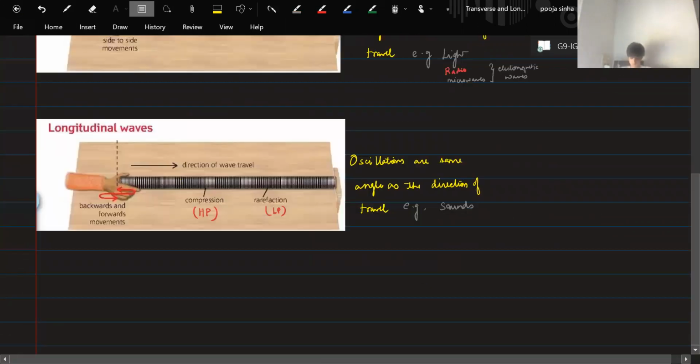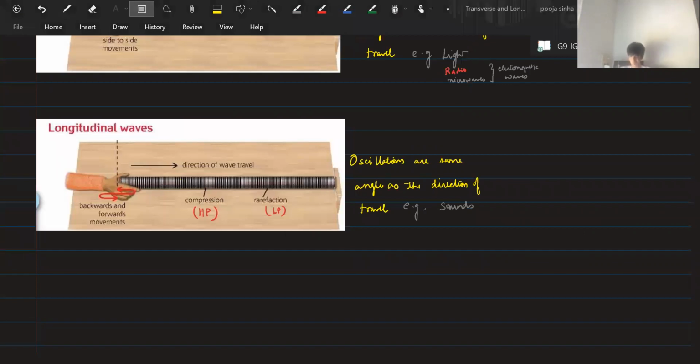Okay. Now that we are into the waves so much, let's understand the various parts of a wave. So let's now discuss that.